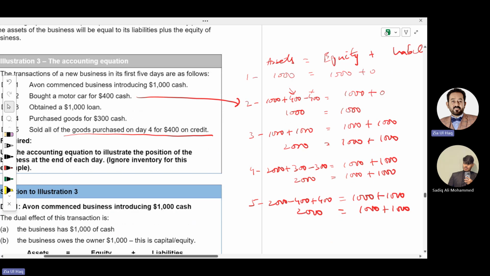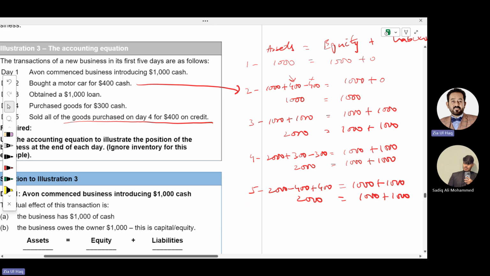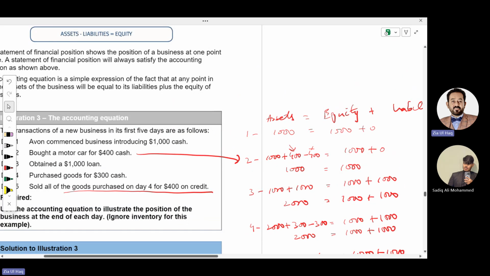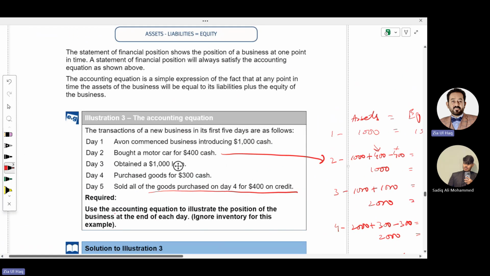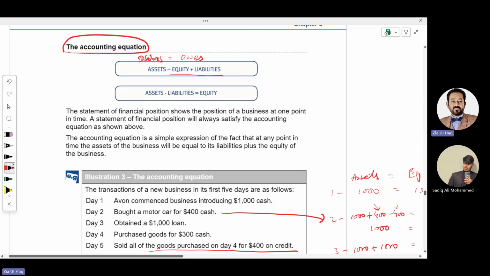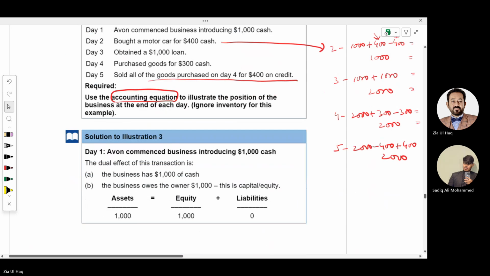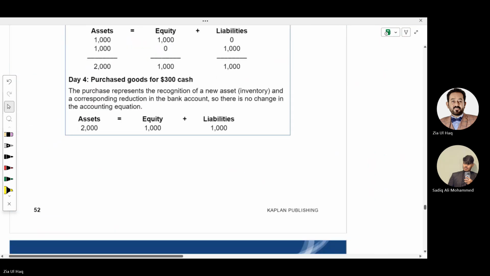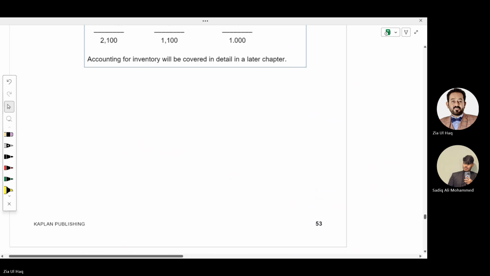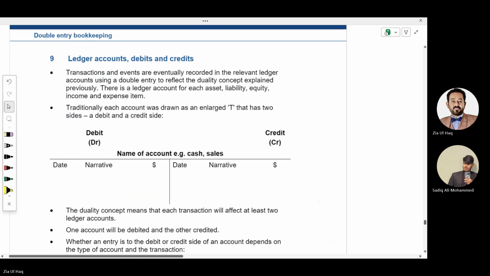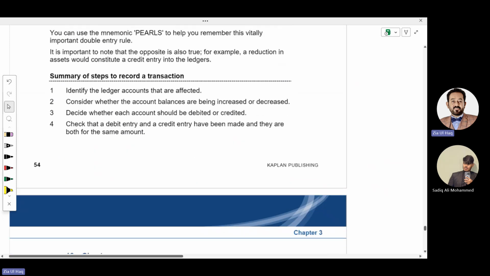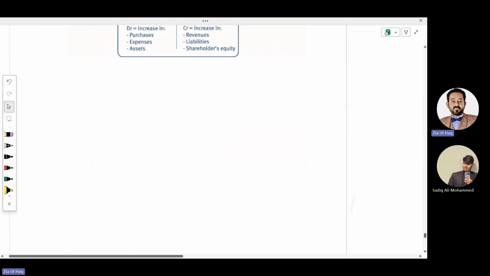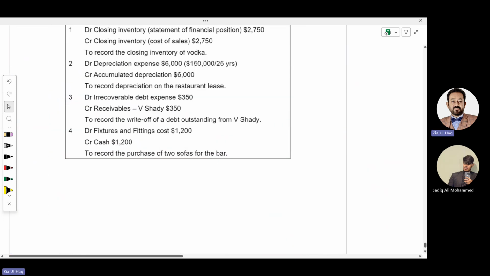So we have solved this question, prepare accounting equation. This is called accounting equation, meaning assets is equal to equity plus liability. Easy? He has solved like this. This ledger we will learn in future, not now. How to prepare ledger we will learn in future. And this chapter is completed now.